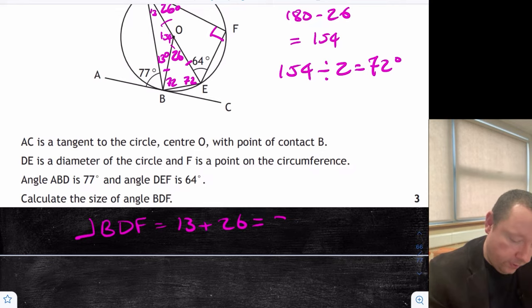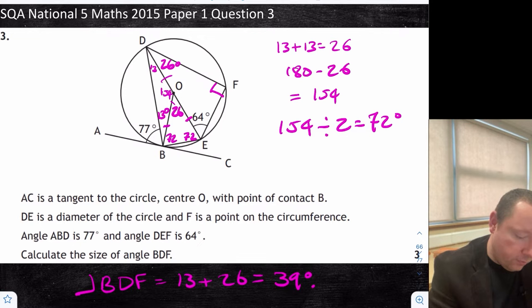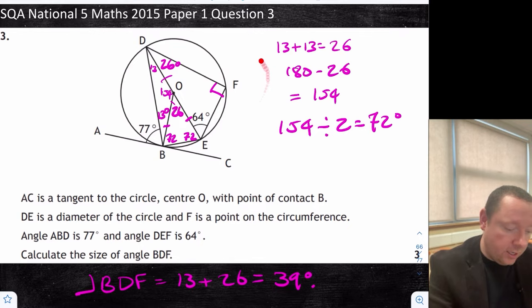Now, going by the official mark scheme, you get a mark for getting 13 and a mark for getting 26 and a mark for adding them up. But I find the best strategy is just to try and find as many angles as you can, and at the end, the angle will pop out. Unless it's obvious what you're doing.